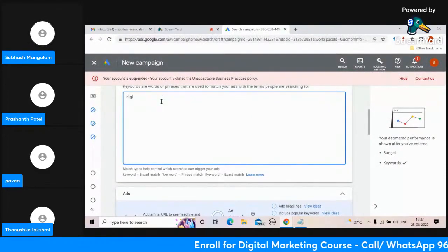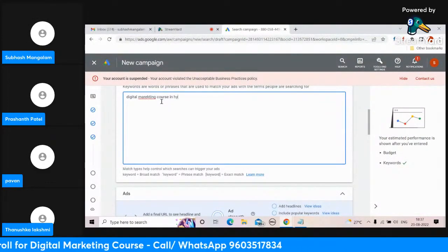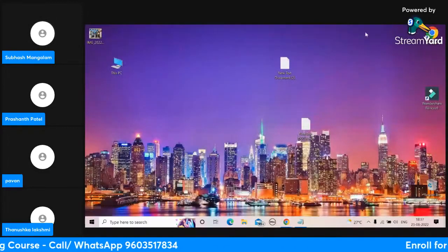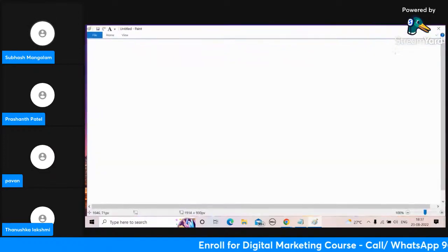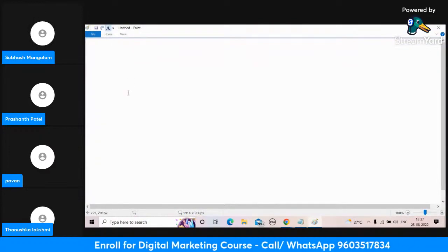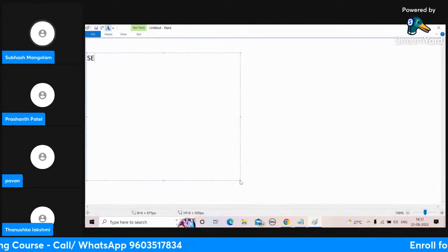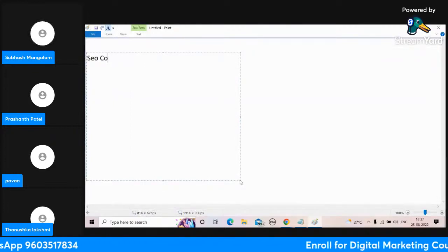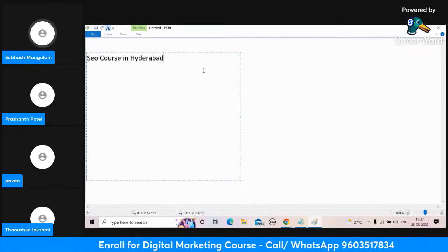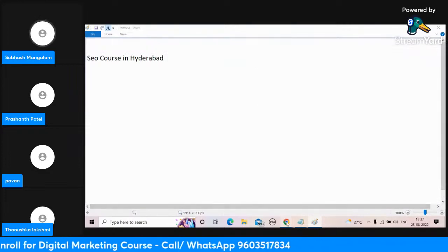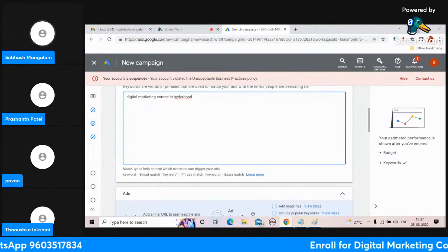Now here are the keywords. You mention digital marketing course in Hyderabad. So let me take a very big example here, which is really important for you: the deep search network. This is important. There is a keyword called SEO course in Hyderabad. This is what you tell Google: if someone searches this keyword, show my ad. Like you will write a keyword here, right? You mentioned that SEO course in Hyderabad you wrote.